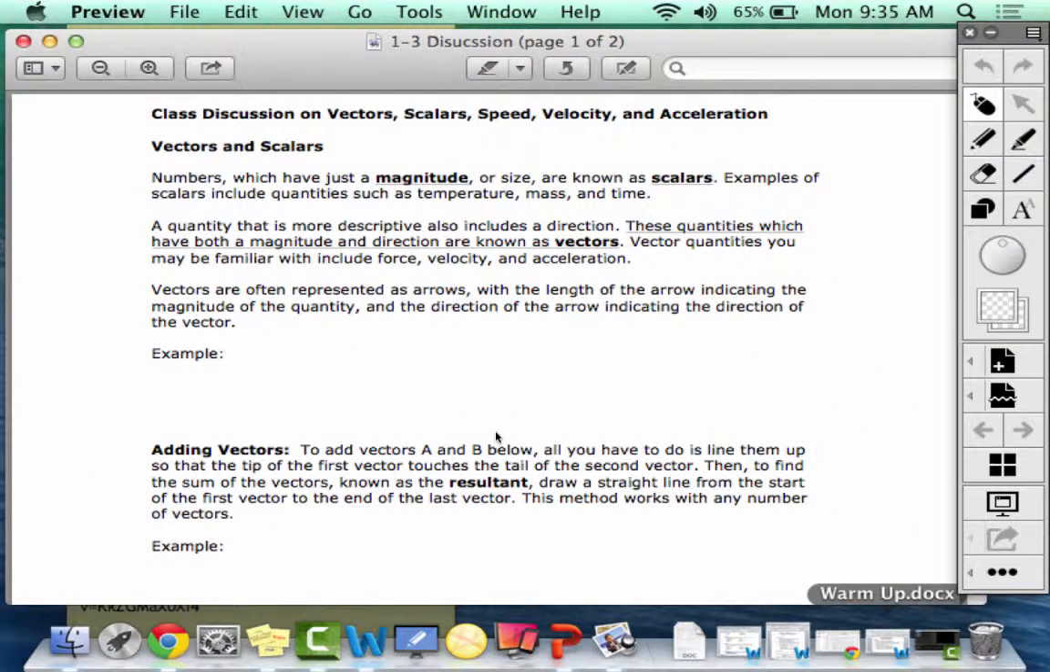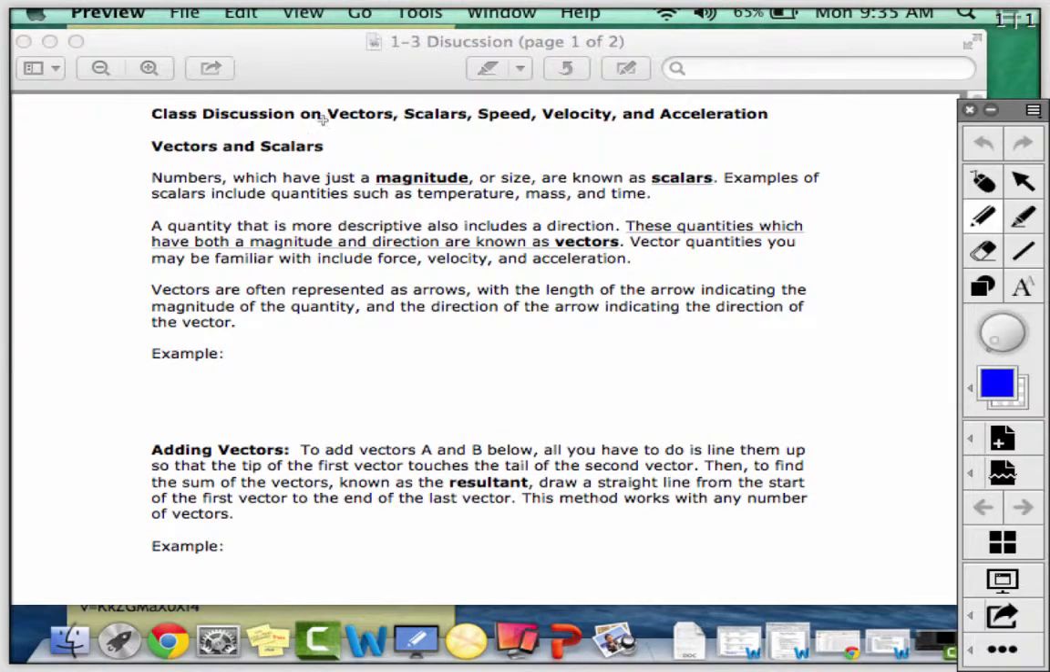So the first thing that I'd like to talk about is vectors and scalars. Remember, a scalar is something that just has a magnitude or a number value alone. Some examples would include temperature, mass, and time. If something has a temperature of 30 degrees Celsius, that's a scalar. If something has a mass of 5 kilograms, scalar.